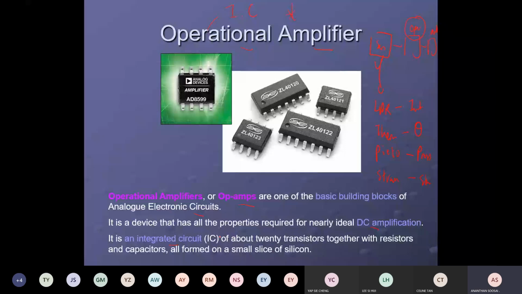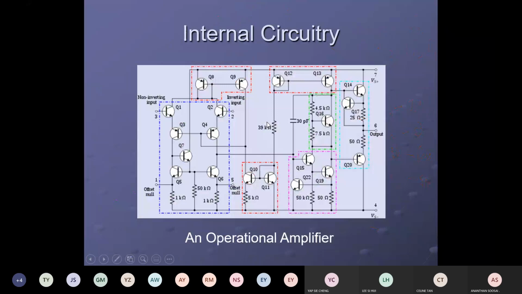The size of one operational amplifier could be like a 5-cent coin, maybe this size. That's the size of the op-amp. It's very small. But inside this board, it consists of this much complex circuit. This is the internal circuit of the operational amplifier.